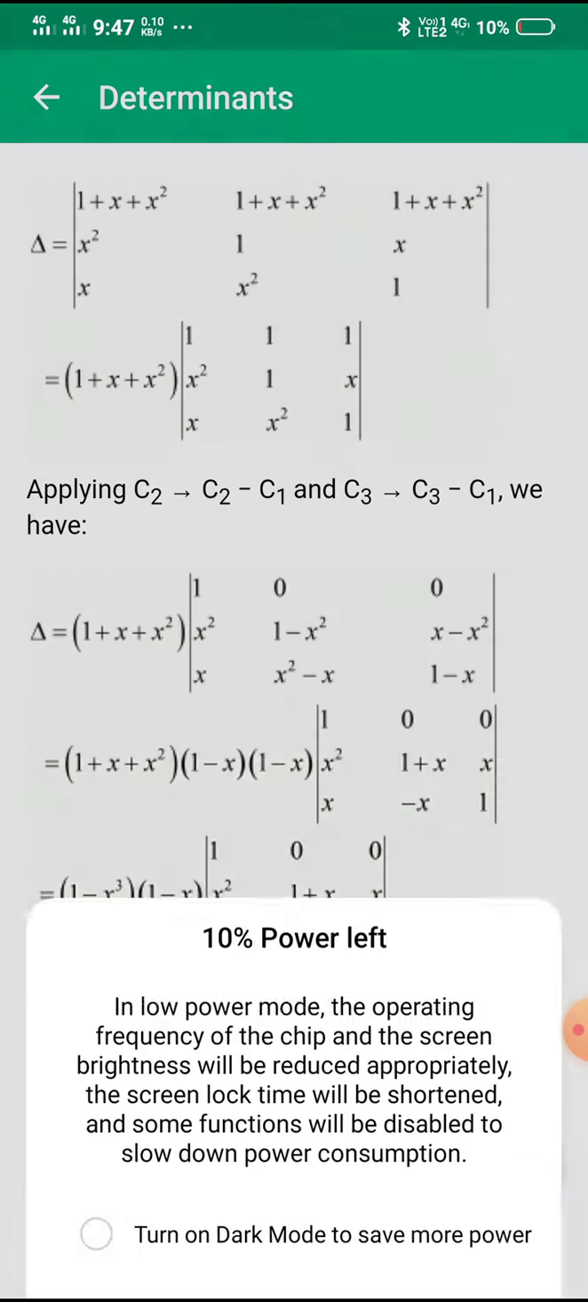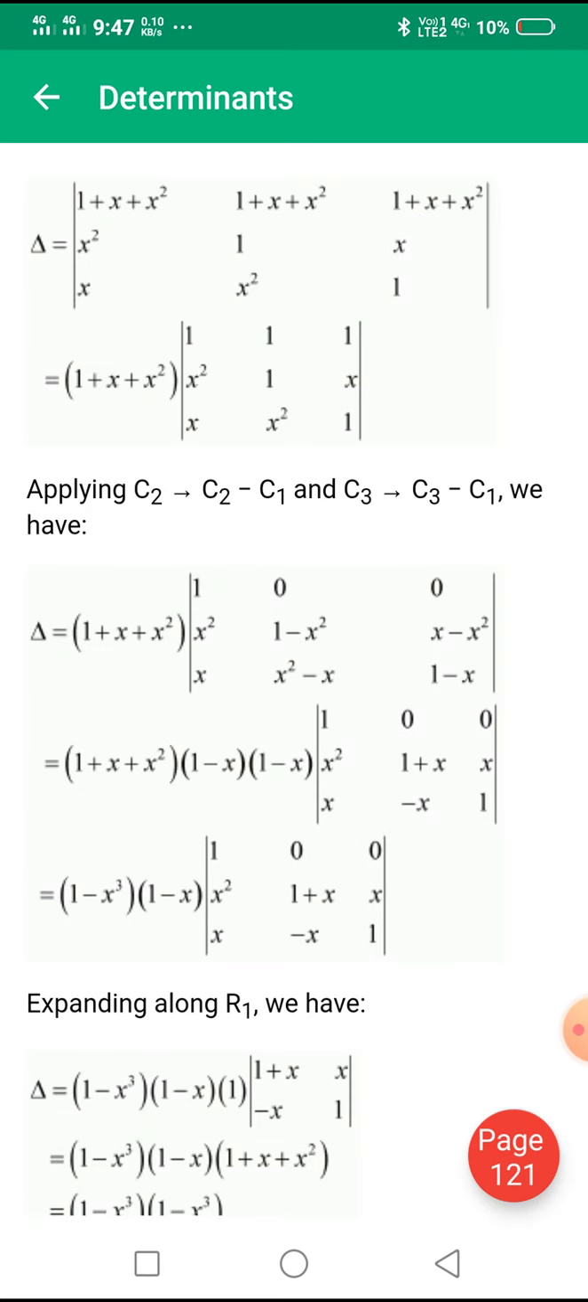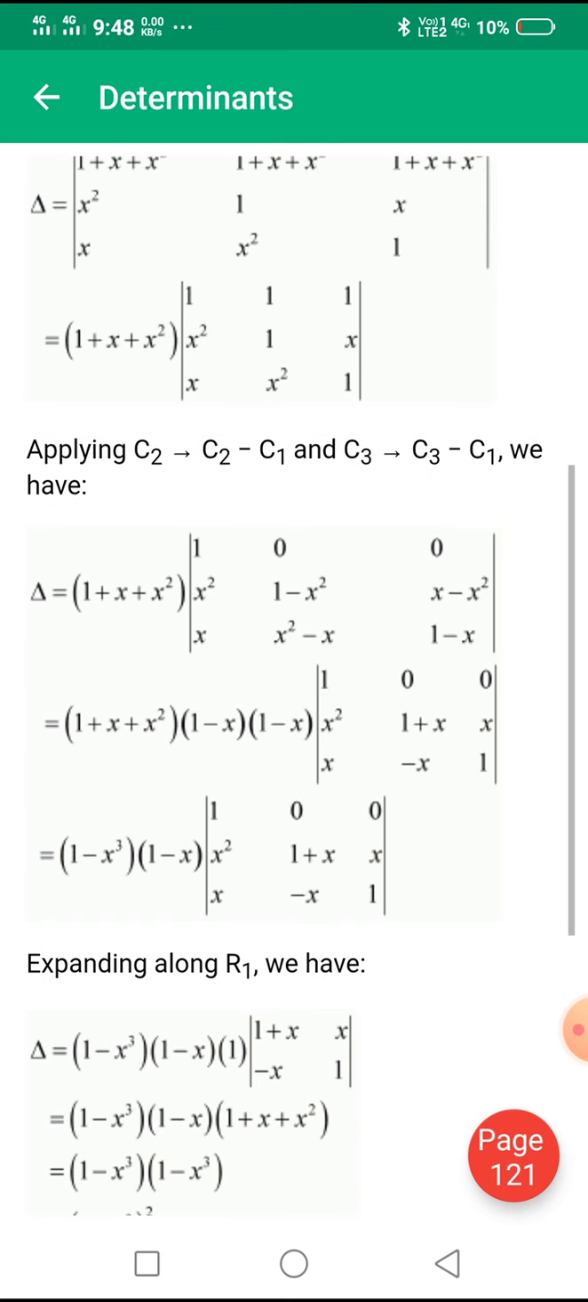Moreover, I can take 1 minus x common outside from column 2 and column 3. If you observe, 1 minus x square can be expanded as (1 minus x)(1 plus x), and in the second column, if I take minus x common outside, then also I will get 1 minus x. So I am taking 1 minus x common from column 2 and column 3, right? So we are left with this determinant, right?